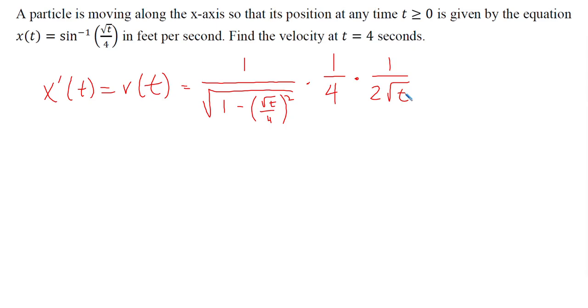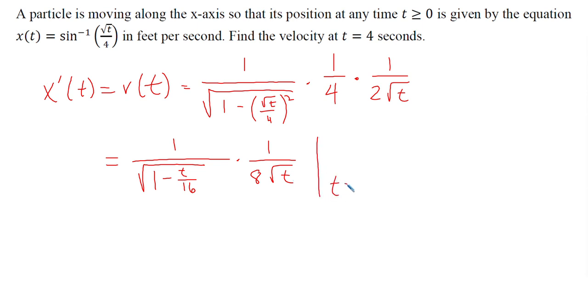So if we do a little simplification here, we should see that this becomes 1 over the square root of 1 minus, if I square root t, I just get t, and 4 squared is 16. And then we're going to multiply that by 1 over 8 root t. And we want to know what this is when t equals 4.